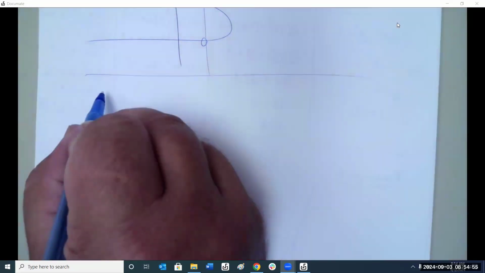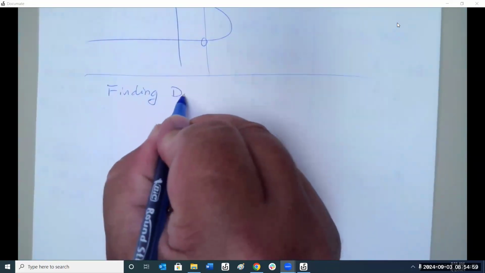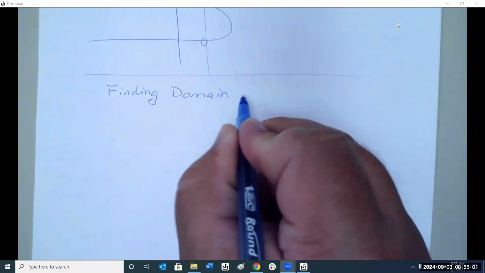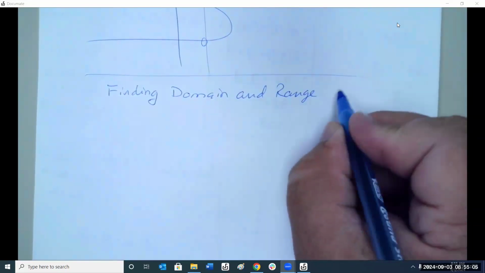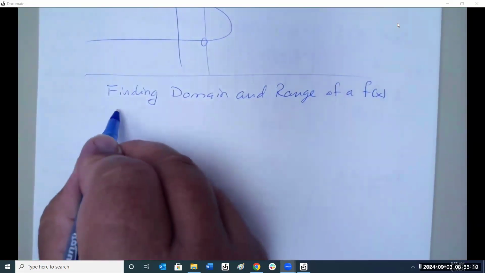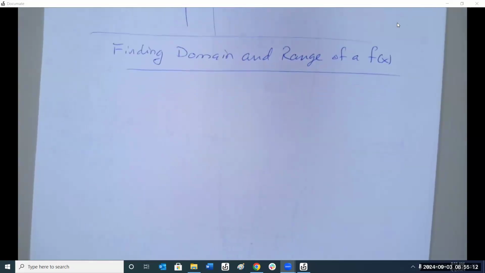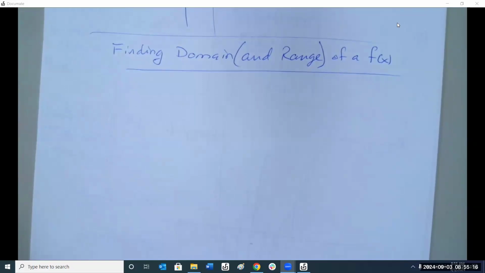So far, so good. So now let's look at finding the domain and range of a function. Well, no, we'll do the range later. Finding the domain of a function. Let's do it step by step. Do the range later.